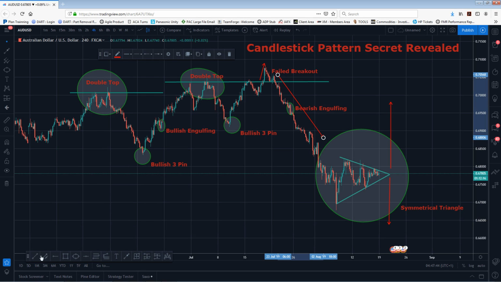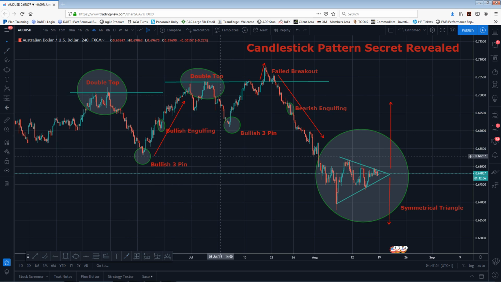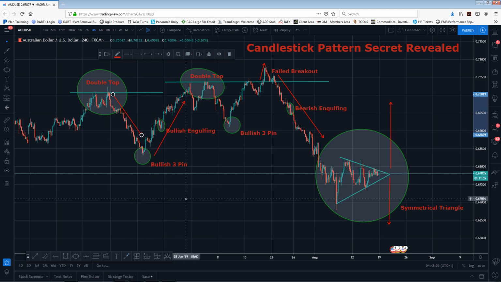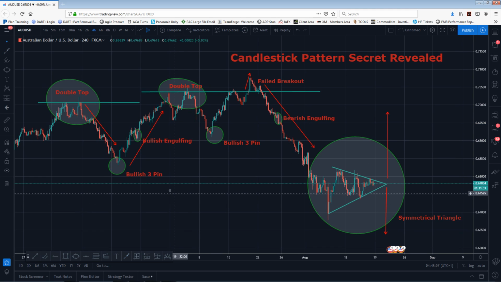One second, I'm going to grab my arrow tool. And then here, when you see the bullish 3-pin formation, this formation is telling us that price is going to go back up, and look what happens. Let's keep going. Double top, we identify a double top. Double top is a reversal formation. Look what's happened, price went down.